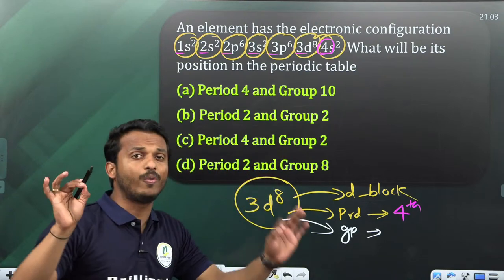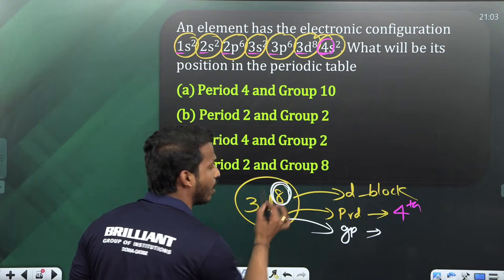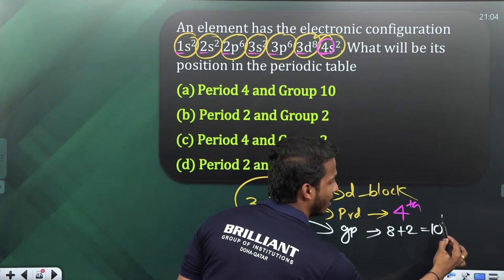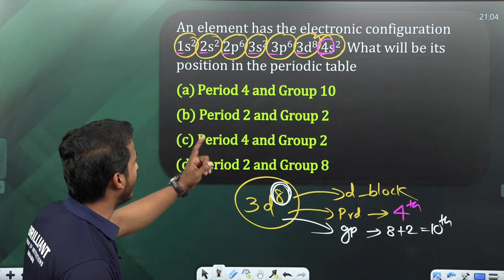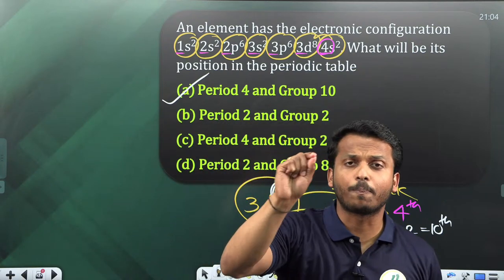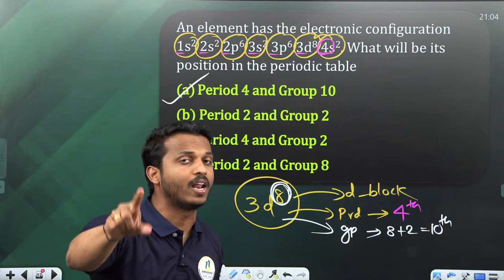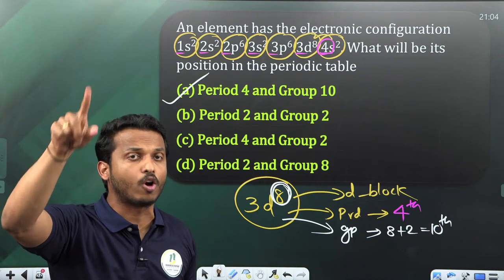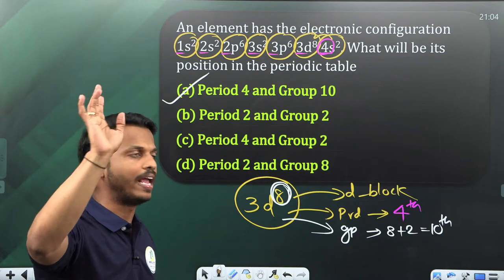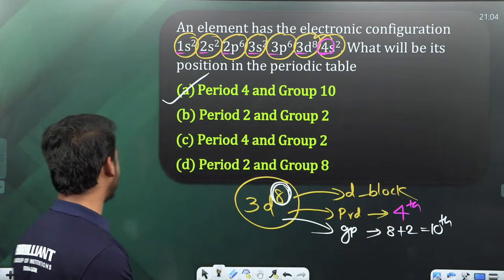Then what about the group? We studied in class how we find the group number of a d block element. How many electrons are there in the outermost d orbital? 8. To that add 2. So 8 plus 2, 10th group. So 10th group and fourth period, option A. Once again, the largest principal quantum number gives the period, and for the group of a d block element, take the electrons in the outermost d orbital, 8, and add 2. 8 plus 2, 10th group is the answer. Yes, option A is the correct answer.